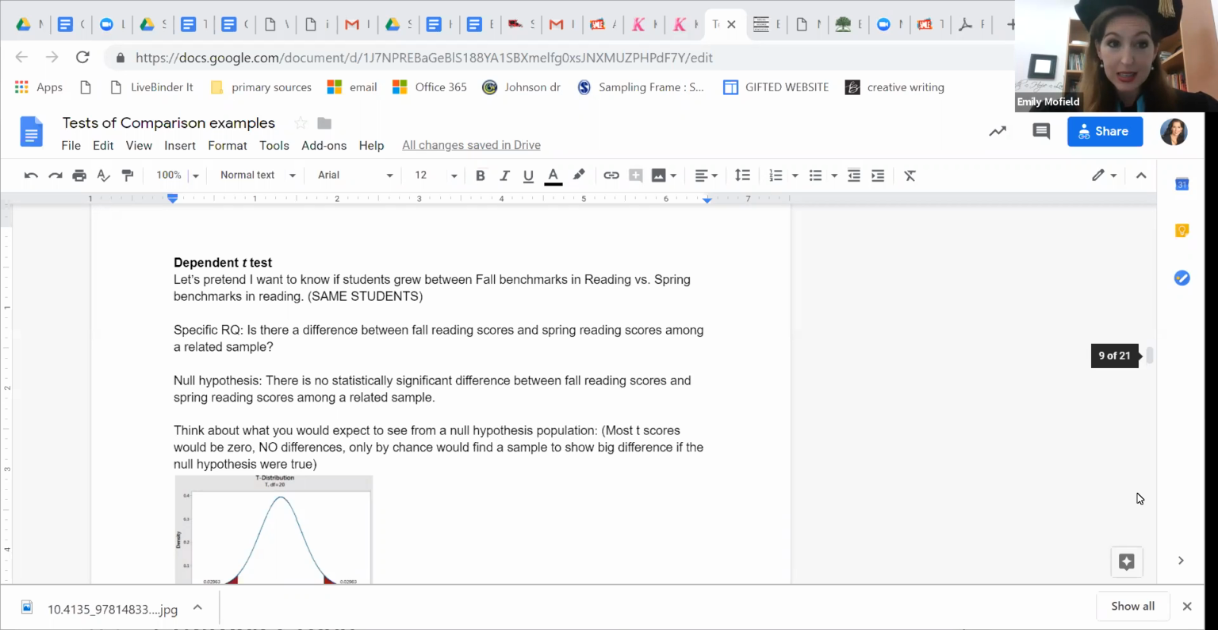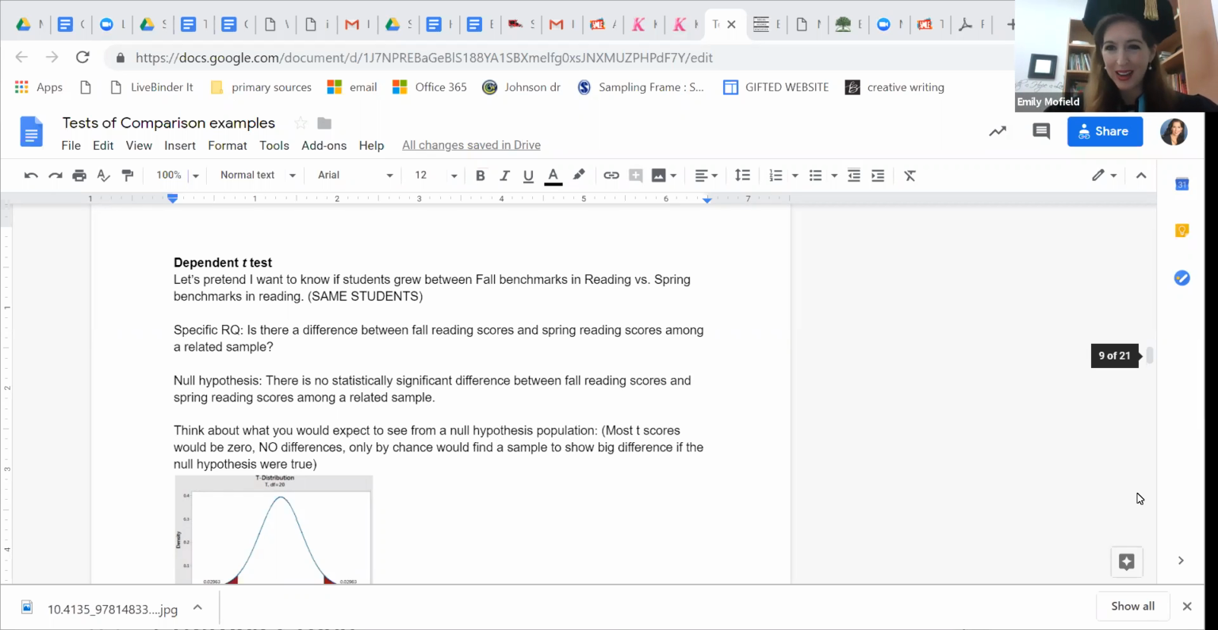So let's talk about dependent t-tests, how you would write this up. Let's pretend you want to know if students grew from the fall to the spring on some kind of benchmark, all right? So let's say the benchmark is in reading. Now, the way this is set up in the data set, we are going to look at the scores from each kid, and they're all lined up in a row, and we're going to compare them. It's not a good idea to look at their game scores. Instead, we're going to look at how they changed over time.